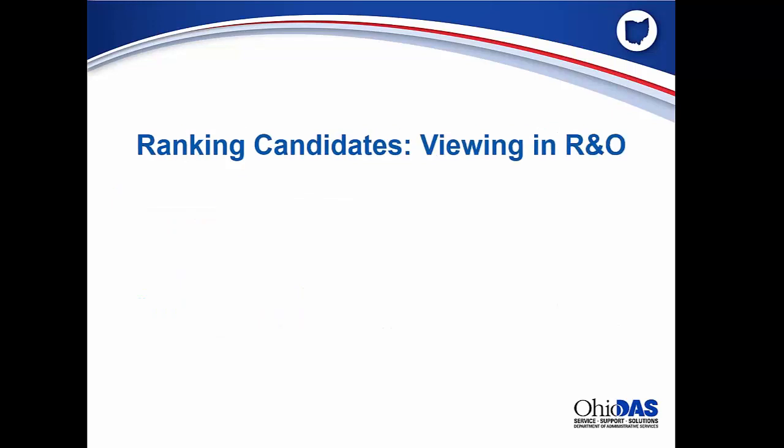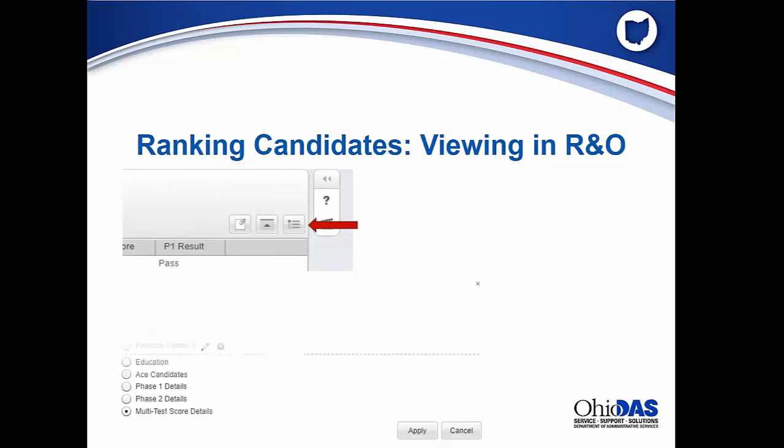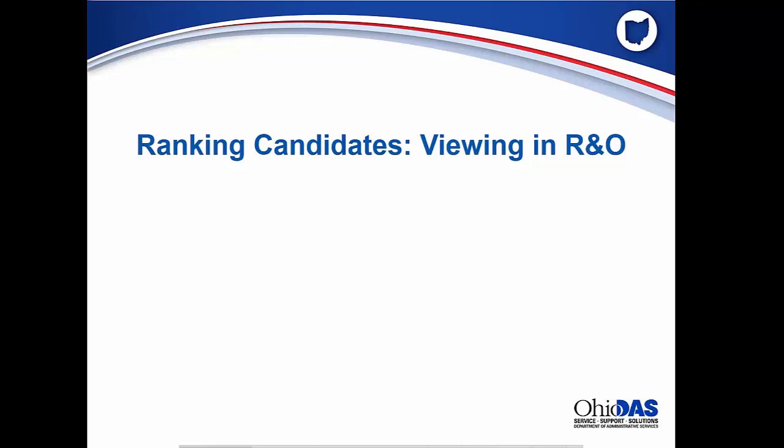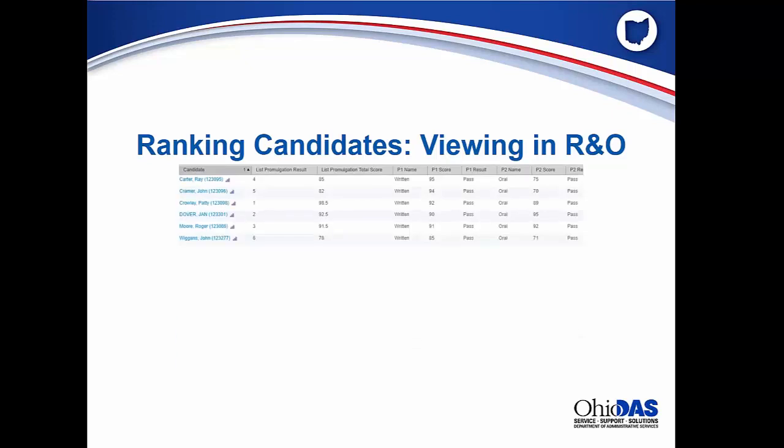So in Recruit and Onboard, after finding our requisitions and candidates in there, the step that we left them in, we access the list format button again. But this time, we're going to select multi-test score details there at the bottom, then click apply. And this would be the results in Recruit and Onboard with the rankings.